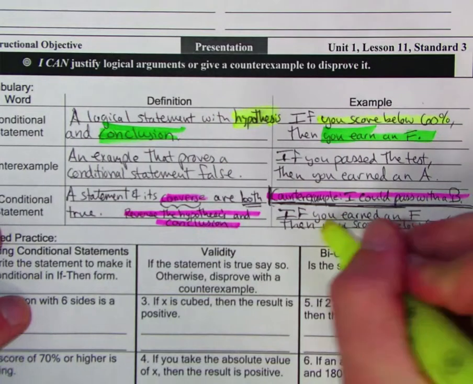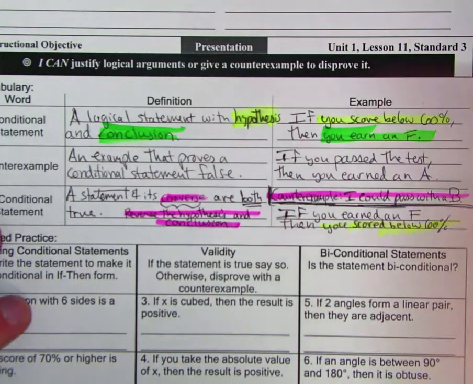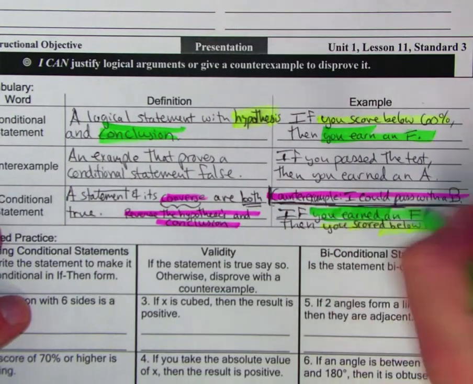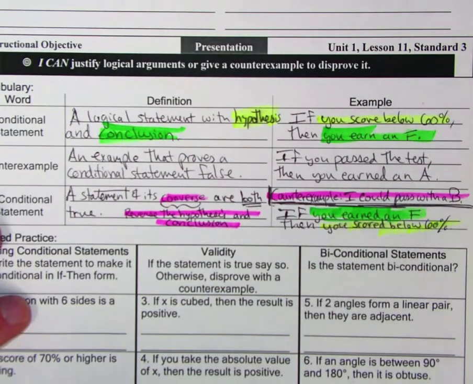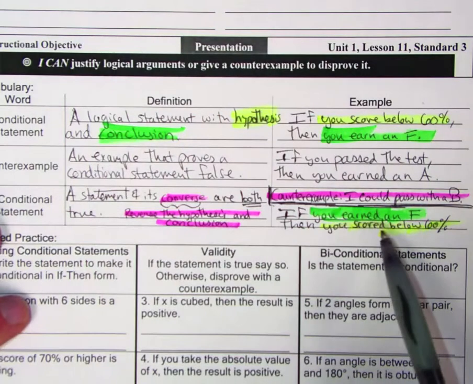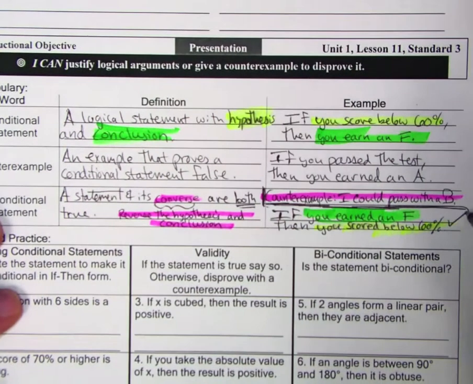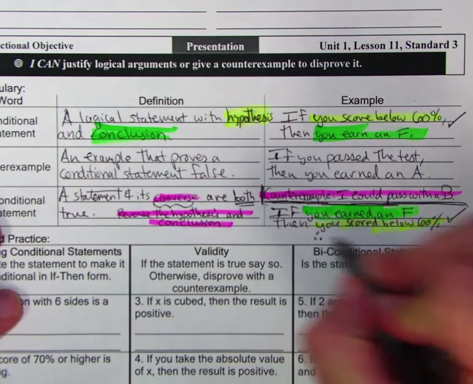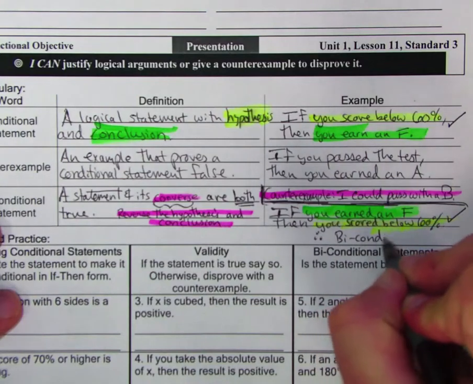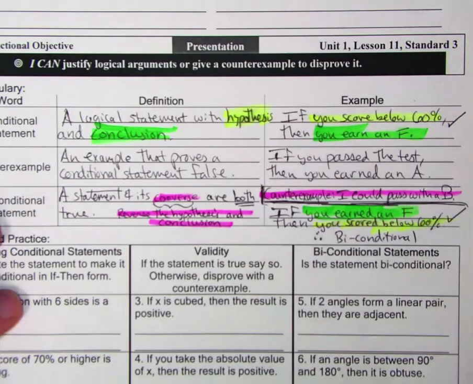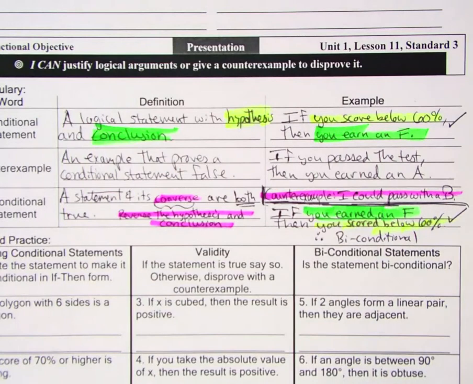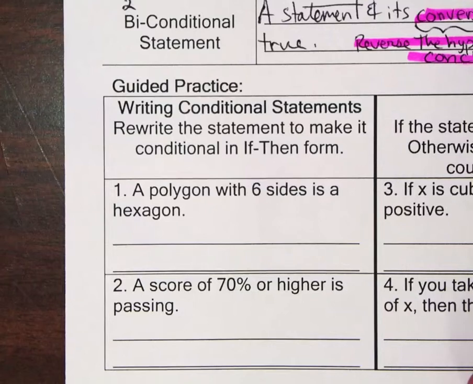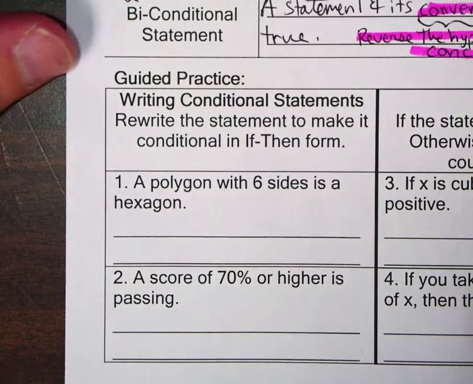So notice I brought the yellow down here and the green up here. So we switched hypothesis and conclusion, and because this is true and the original statement is true, therefore it is biconditional. It is two-way true. So let's go ahead and look at some examples, and I think that's going to make a lot of sense.